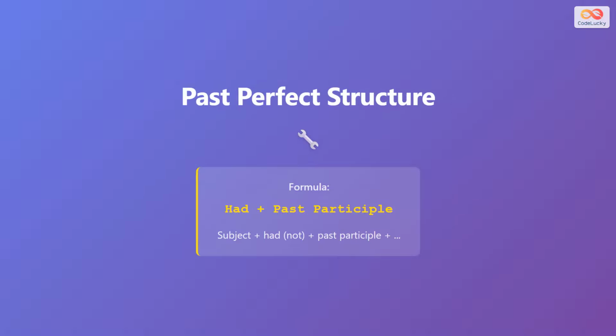The formula for past perfect is had plus the past participle. The structure is subject plus had, not had plus past participle plus the rest of the sentence. For example, she had eaten lunch. They had completed the project. Remember, had is the auxiliary verb and the past participle is the main verb in this tense.